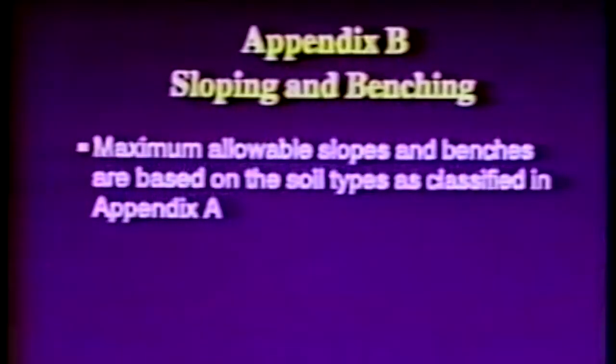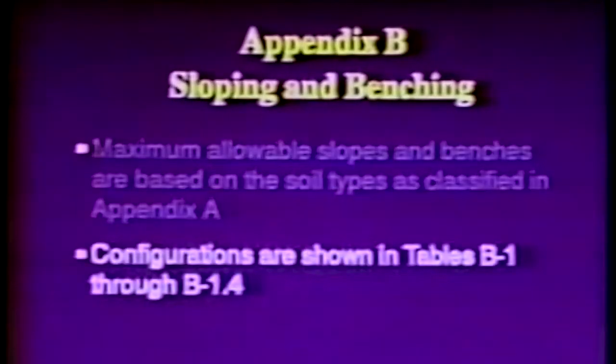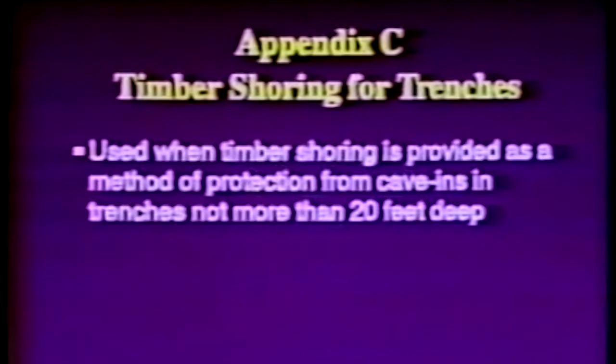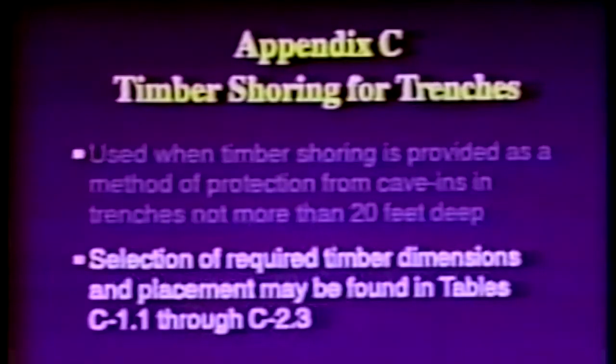Appendix B contains specifications for sloping and benching when used to protect employees from cave-ins. Maximum allowable slopes and benches are based on the soil types as classified in Appendix A and are found in tables B1 through B14. Appendix C contains information to be used when timber shoring is provided as a method of protection from cave-ins in trenches not more than 20 feet deep. Selection of required timber dimensions and placement may be found in tables C11 through C23.